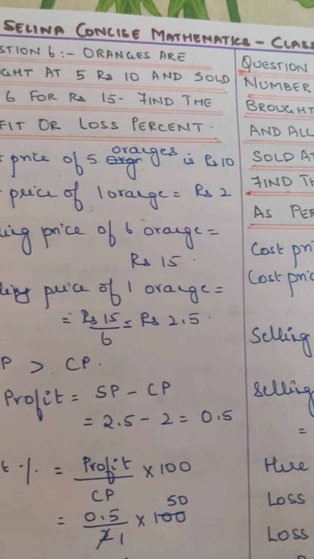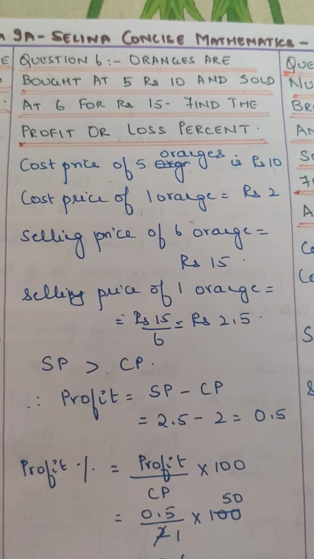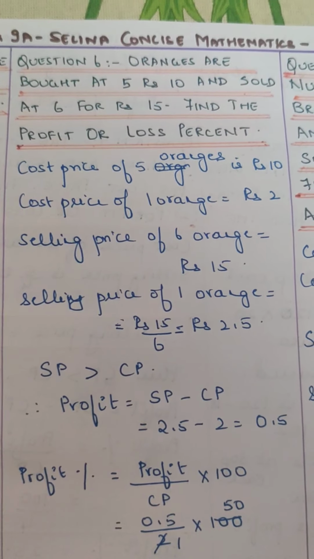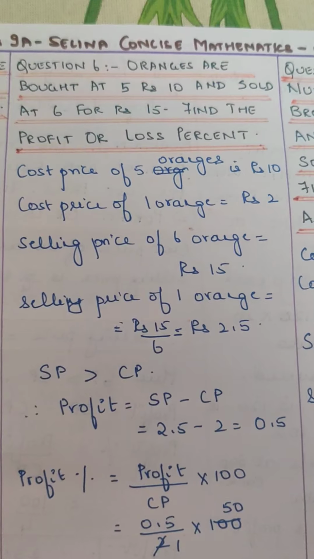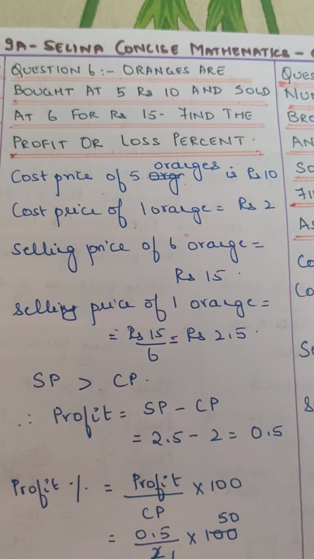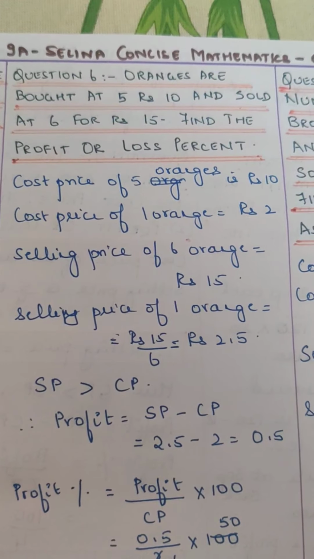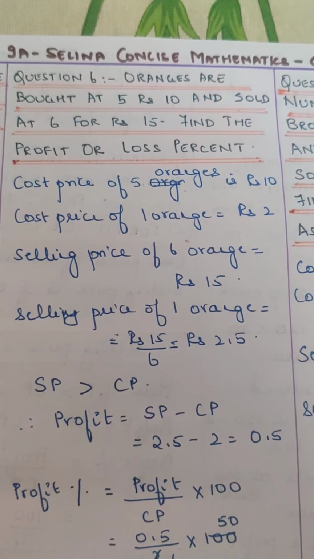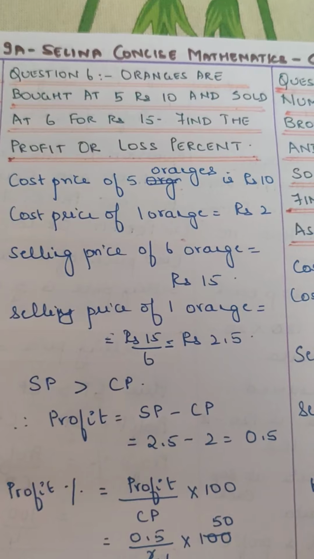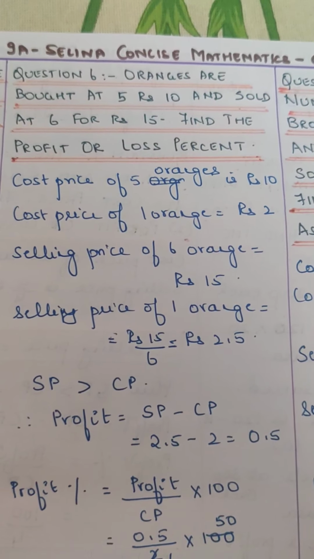Let's move on to question number 6. Oranges are bought at 5 for rupees 10 and sold at 6 for rupees 15. Find the profit or loss percent.